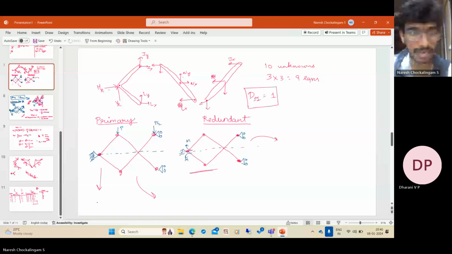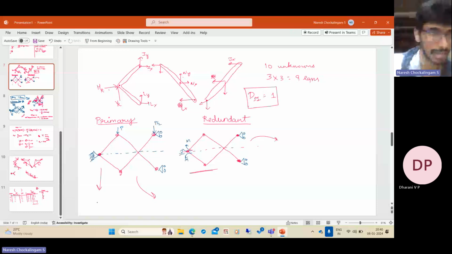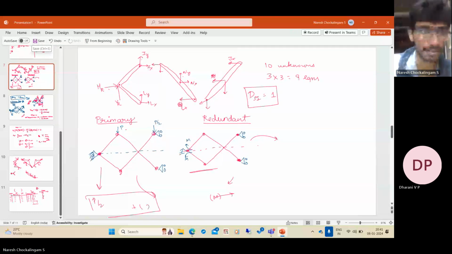So superpose that, and that will give you the net horizontal force for the symmetric case. Now add it up with whatever you get from the unsymmetric case, which is p. So that is the net, that is the total reaction at the point r.